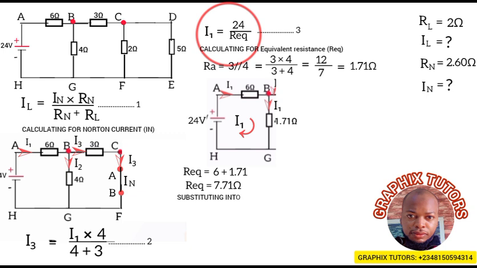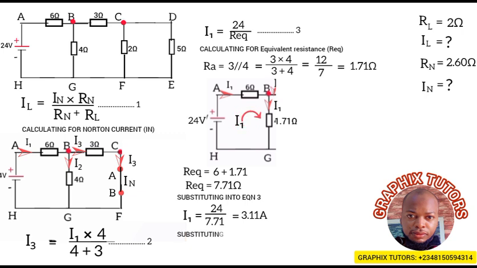My equation 3 is telling me I is equal to 24 over R equivalent. So my I1 will now be equal to 24 all over 7.71. So my I1 is 3.11 amperes. Are we there? So we've gotten I1. Now substitute into equation 2. My equation 2 is telling me I3 is equal to I1 times 4 all over 4 plus 3.